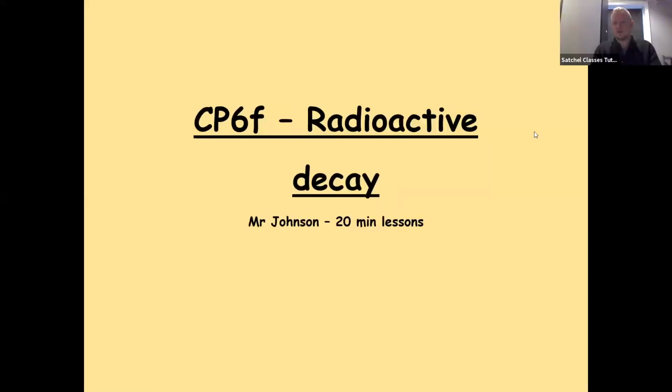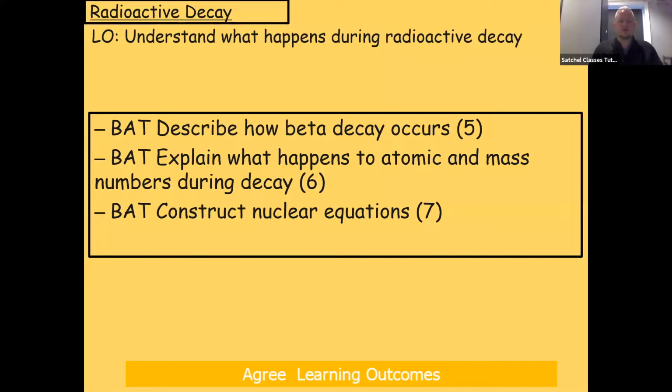Okay, so what we should be hoping to do by the end of this is understand what happens during radioactive decay. By that I mean you should be able to explain and describe what happens in alpha, beta, and gamma decay, explain what happens to atomic and mass numbers during the radioactive decay, and finally be able to construct some nuclear equations using principles to help you do that.